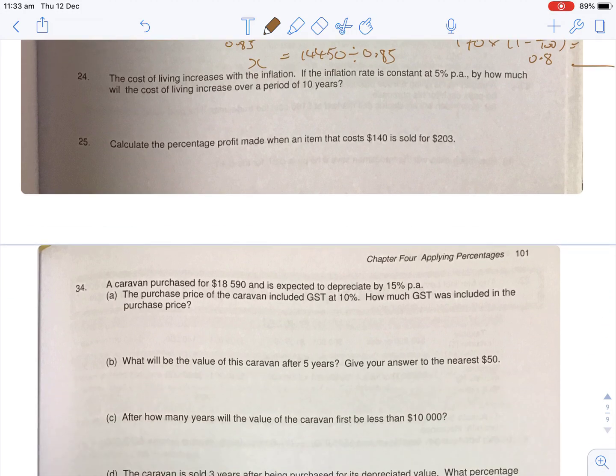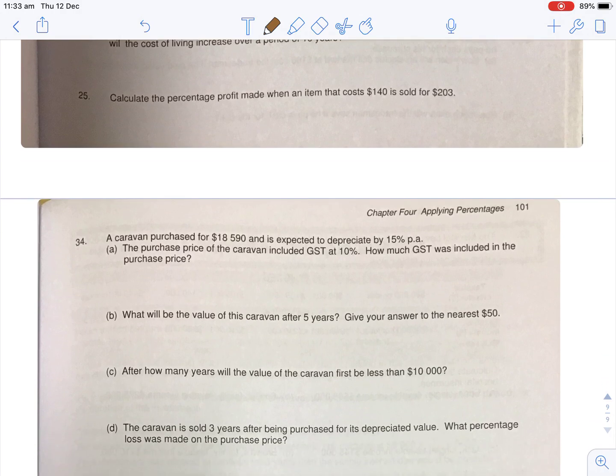Okay, what else have we got here? Calculate the percentage profit made. I'll do that one because that's an example of one of those change ones. So calculate the percentage profit made when an item that cost 140 is sold for 203. So it's basically your new price over your starting price. If I do just that, that's my multiplier. So 203 divided by 140 would give me a multiplier, just this bit, of 1.45.